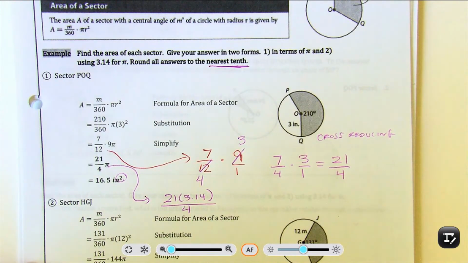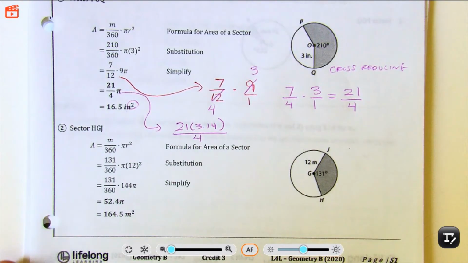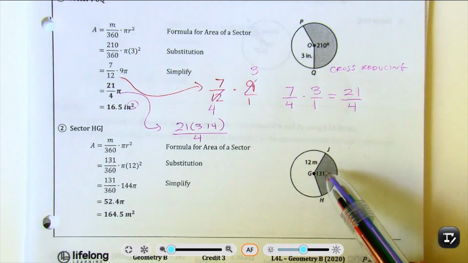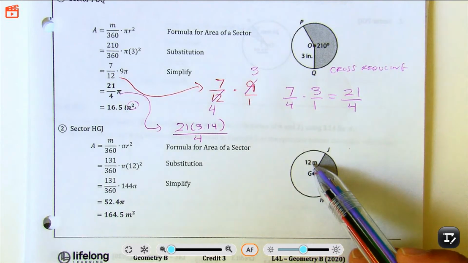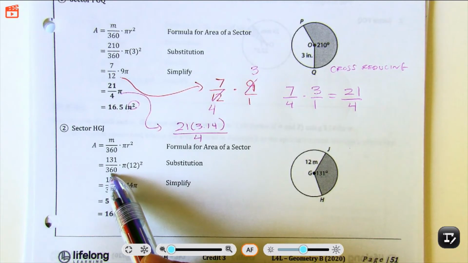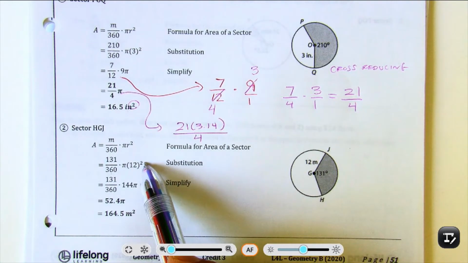Okay, let's look at one more example. So the setup for these problems is pretty simple. What could get complicated is simplifying the fraction. So for this example, 131 is the central angle, 12 is the radius. So we have 131 over 360 times pi times r squared. They squared 12 and they got 144.